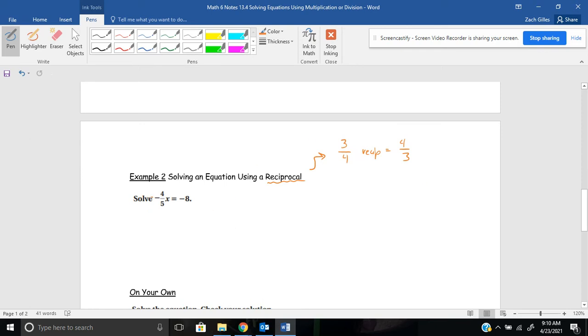So the equation says solve -4/5 times x equals -8. So -4/5 times what number gives us -8 is what we're trying to find. Well, x is being multiplied by -4/5. To undo that, I would divide by -4/5 on both sides, because anything divided by itself is 1.